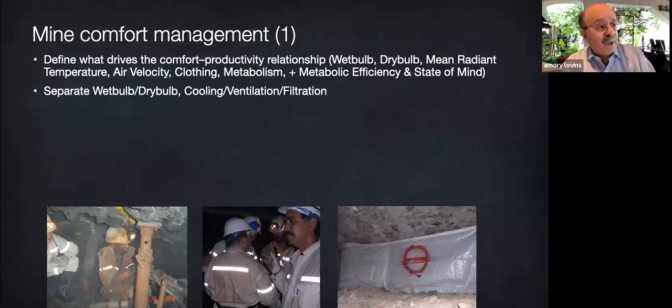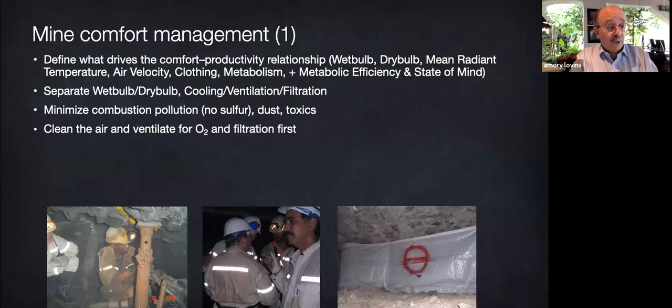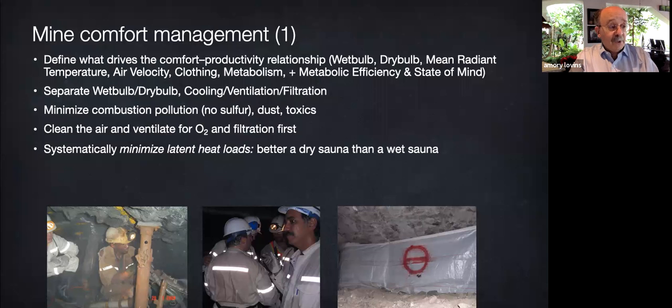We wanted to deal separately with temperature and humidity, and separately with cooling, ventilation, and filtration to see if we were really combining them the right way. We didn't want to be burning stuff, especially high sulfur diesel fuel, as they were underground. And we didn't want to create waste and toxics. We wanted to clean the air and ventilate for enough oxygen and getting rid of CO2 and filtering out dust and stuff first, and to systematically minimize humidity, because it's hot down there and it's better to be in a dry sauna than a wet sauna.